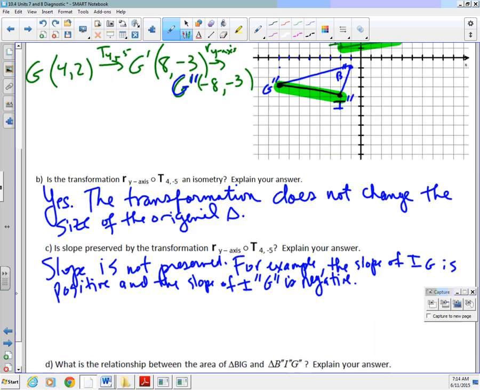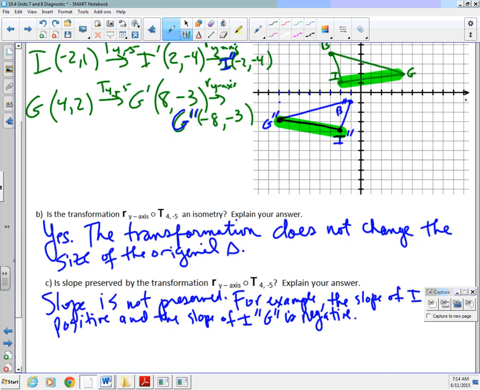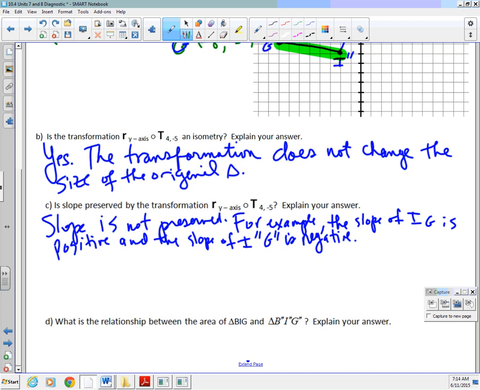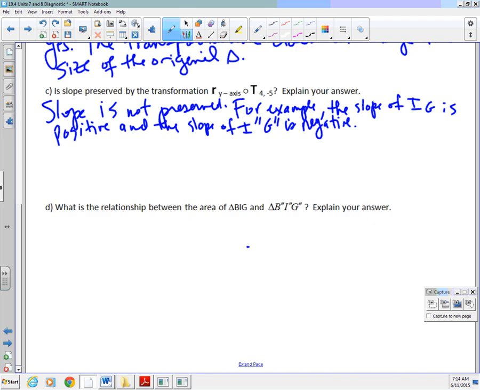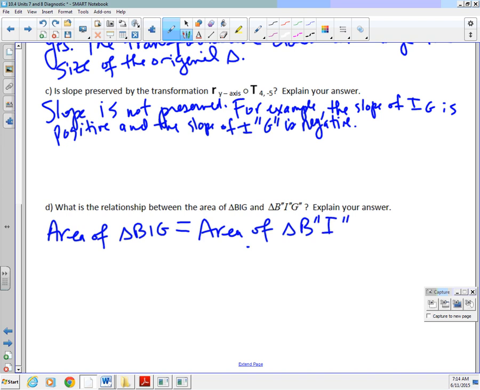And then D says, what is the relationship between the areas of the two triangles? The areas of the two triangles are identical. So I can say the area of triangle BIG is not congruent, sorry, equal, and I'm writing in highlighter, whoops, is equal to the area of triangle B double prime, I double prime, G double prime, since the size of the triangle did not change.